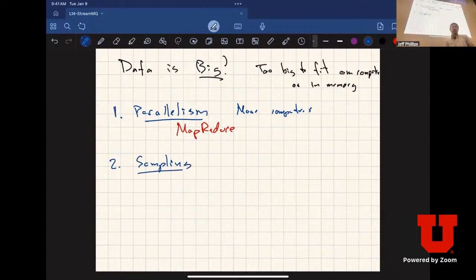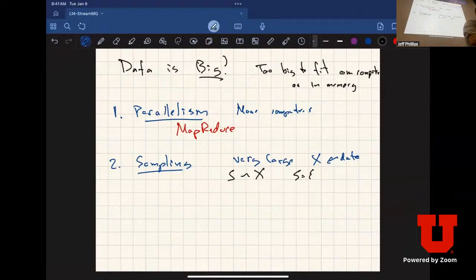The second way of dealing with this would be sampling. The idea is that you have some very large X, which is the data, and I'm going to sample S from the dataset X, right? So S will be S1, S2 up to Sn. And the full size data is maybe some uppercase N.